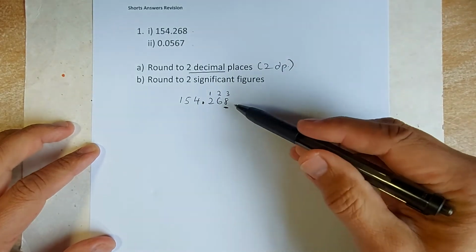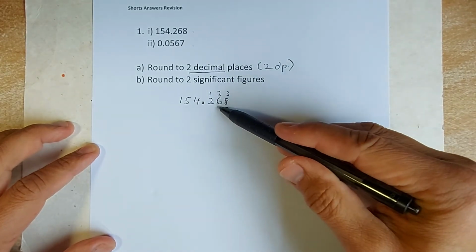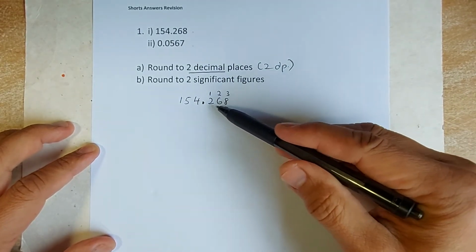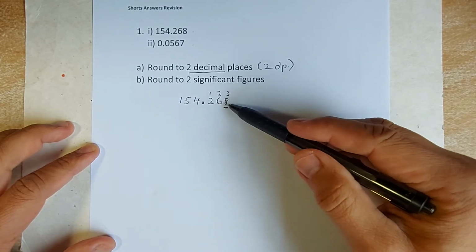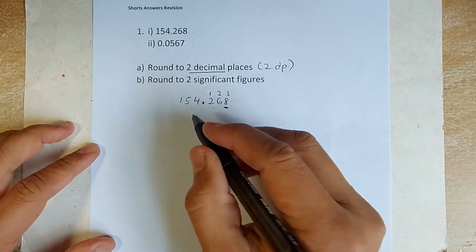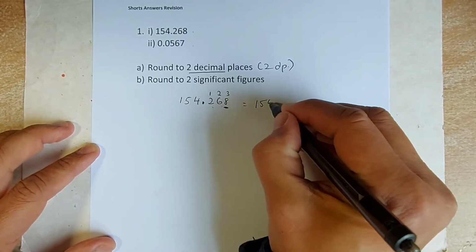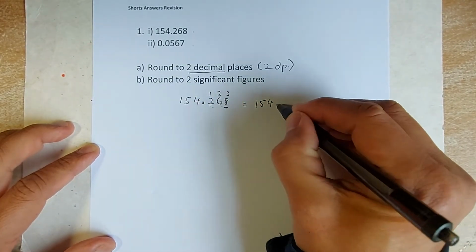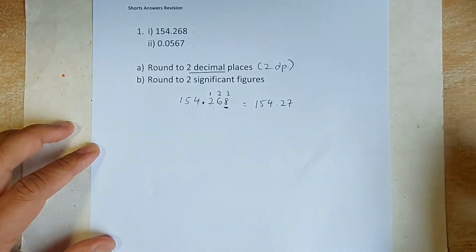If it is 5 or more, you round up the number. If it is less than 5, that number remains the same. So in this case, 8 is more than 5, so 26 becomes 27. 154 remains, and 26 you round up becomes 27. So that will be an easy 1 mark.